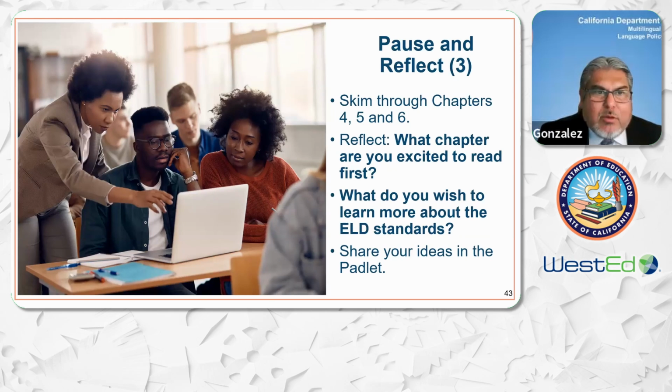So we come to another pause and reflect time. And we're going to do that for chapters 4, 5, and 6. And this time we're going to take a little bit more time. So you can skim through chapters 4, 5, and 6. And we're going to have 2 prompts this time. So the first prompt is, what chapter are you excited to read first? The chapter 4, the chapter 5, chapter 6? And what do you wish to learn more about the ELD standards? And that can be more of a general question.